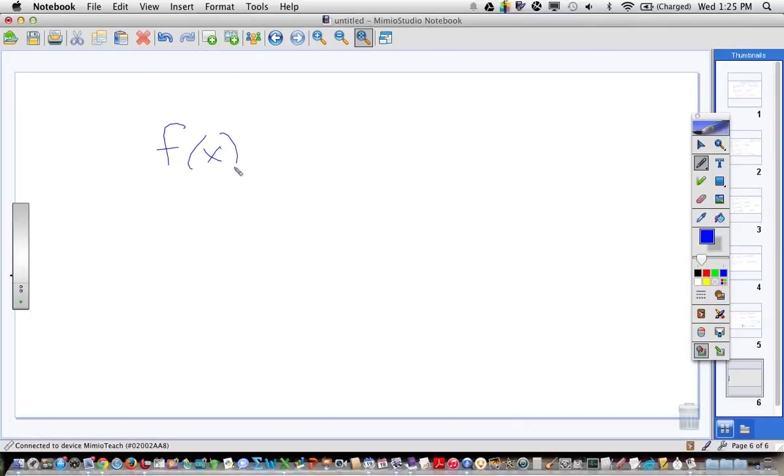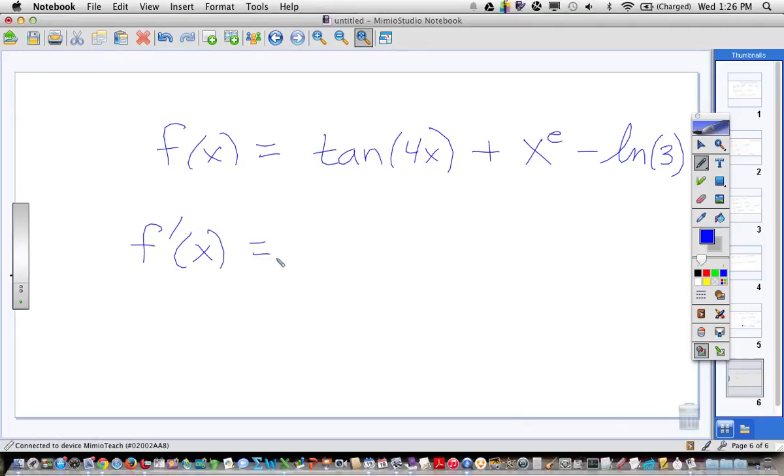So f of x, because we didn't put any of those on the last quiz because we had so many other things going on. So on this quiz, there will be some of that. So I just want to do a real quick one here. Let's say we had tangent of 4x plus, oh shoot, let's do x to the e minus ln 3. Do f prime of x.